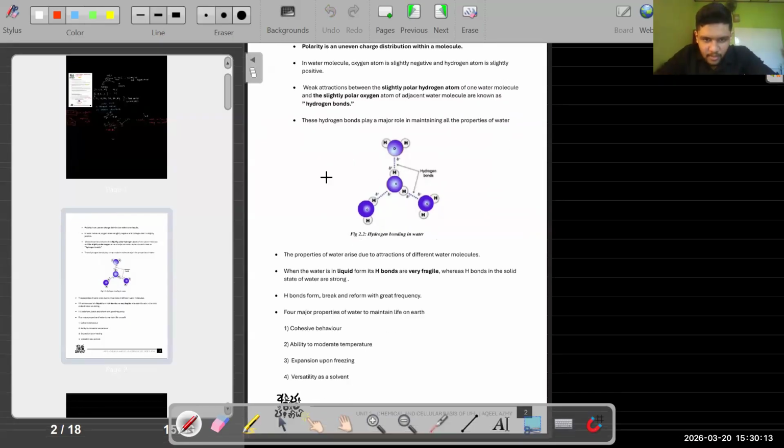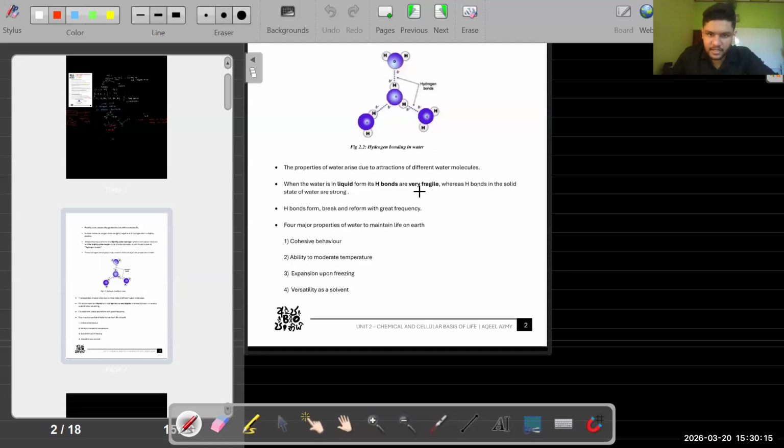When water is in its liquid form, hydrogen bonds are fragile. Fragile means very weak, whereas hydrogen bonds in the solid form are stronger. Hydrogen bonds break and reform. The hydrogen bonds can break and reform again, right?